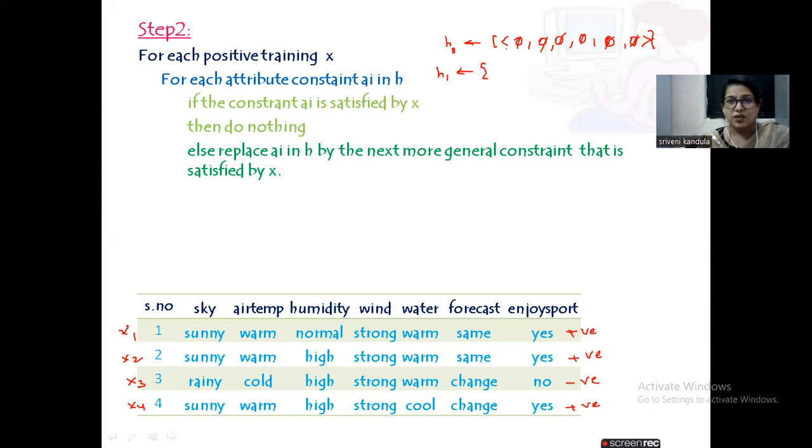Here the attribute value in the hypothesis is 5, but what I have in the example is sunny. Is the constraint ai satisfied by x? No. Here the attribute value is sunny, but in the initial hypothesis I have a 5, so it is not satisfied. What should I do? Replace ai in the hypothesis by the next more general constraint. The next more general constraint is the value of this attribute, which is sunny. So let me replace this first 5 with the value sunny.